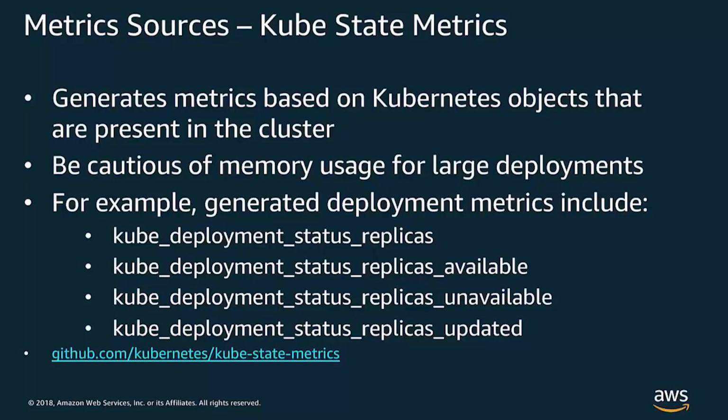So you can see some example metrics like the deployment status replicas, available, unavailable, updated, and it has similar metrics for daemon sets, pods, replica sets, nodes, all that kind of stuff.